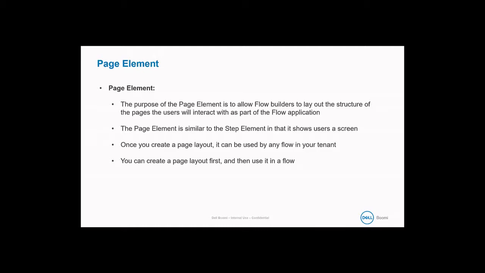To do this, click on the Pages tab in the Drawing tool, click New Page Layout, and configure the page layout. You can also create a page layout while building your flow by dragging and dropping a page element to the canvas and configuring the page layout, which is what we'll be actually showing you throughout the upcoming exercises. Here we'll go a little deeper into the page element and talk more about the features of the page element.